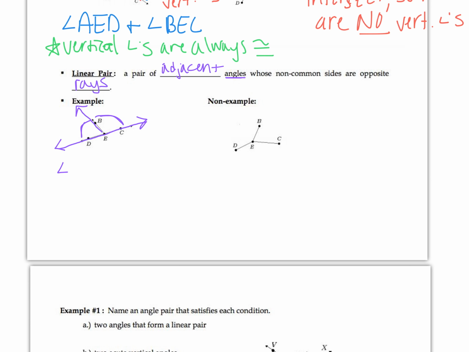So let's write that. Angle BEC and angle BED are a linear pair.